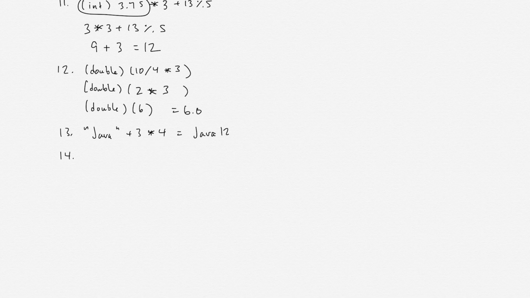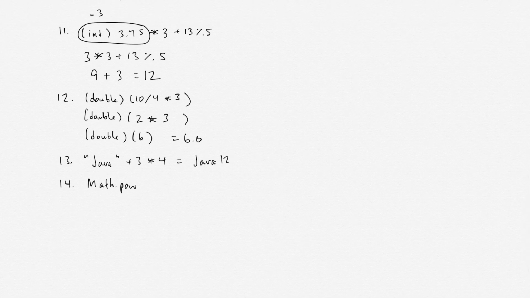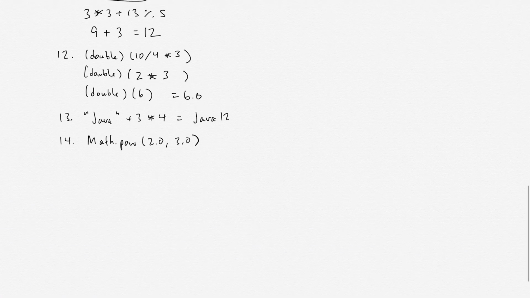Number 14, math dot pow, 2.0, 3.0. And so we can see that this is simply just taking 2.0 raised to 3.0 power, and we all know that's 8. But because it's a double, it's 8.0.